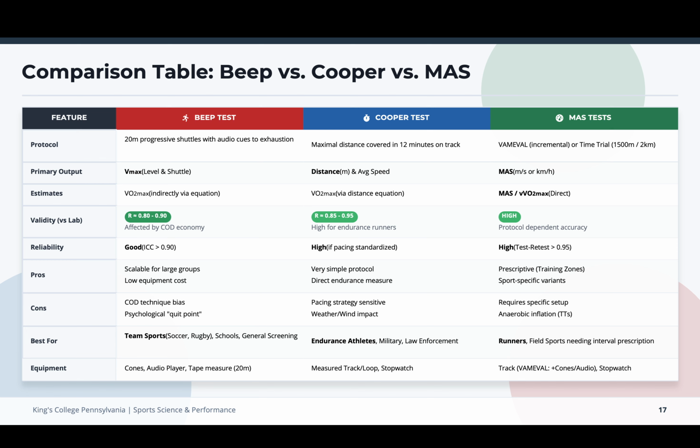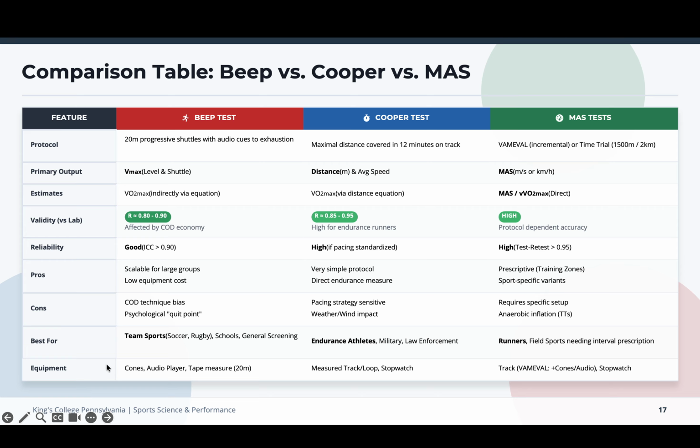Reliability: Beep test good, Cooper test high, and MAS test high. Pros: Beep test scalable for large groups, low equipment. Cooper, very simple protocol, direct endurance measurements. MAS test prescriptive, scripted, sport-specific variants. The cons, we said: change of direction, psychological, pacing strategy sensitive, weather impact, also requires specific setup on the MAS test, and anaerobic inflation.